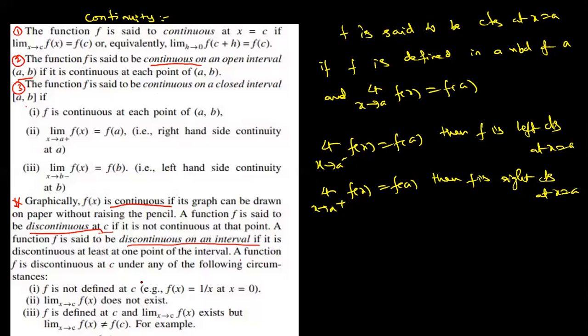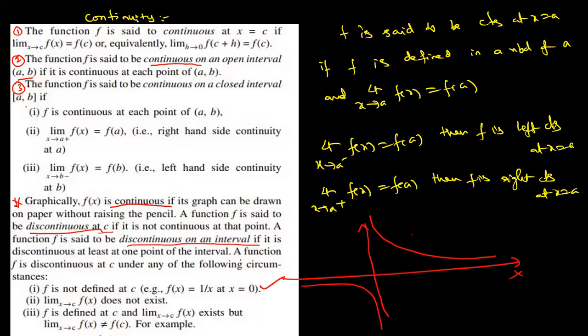One, suppose f is not defined at c, then we can say that it is discontinuous. Example: f of x equal to 1 by x at x equal to 0 is discontinuous. Why? Because what is the graph for this case, dear students? See, this is the graph y equal to 1 by x. At x equal to 0 there is a gap, from 0 plus and 0 minus, but at x equal to 0 it is undefined. That's why. That is case 1.